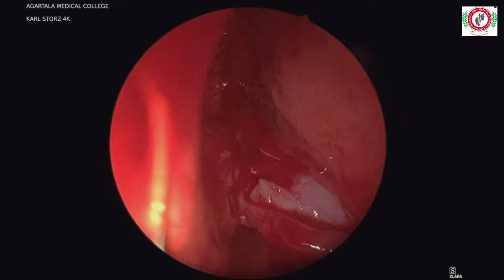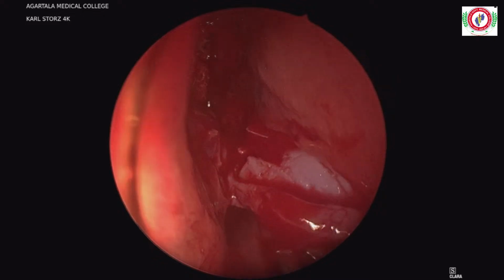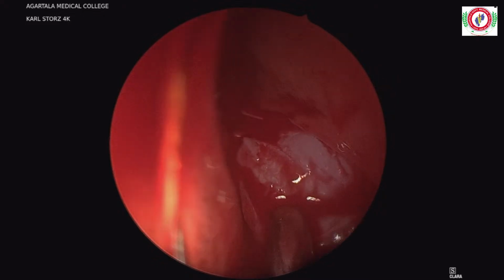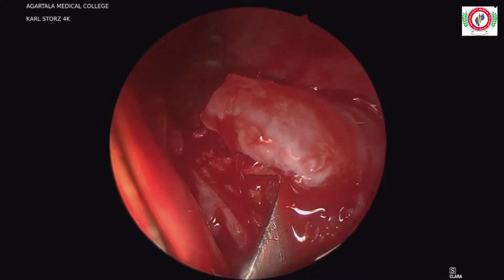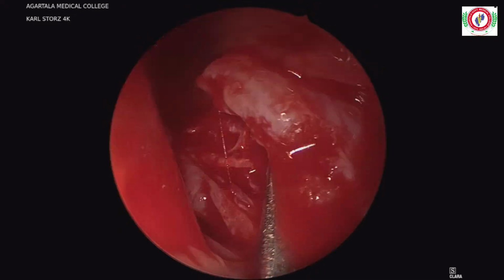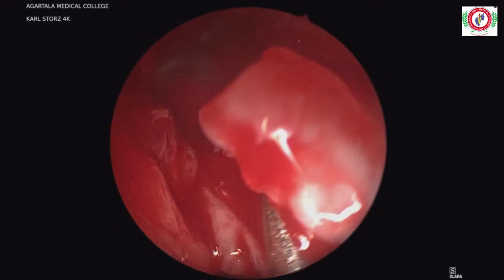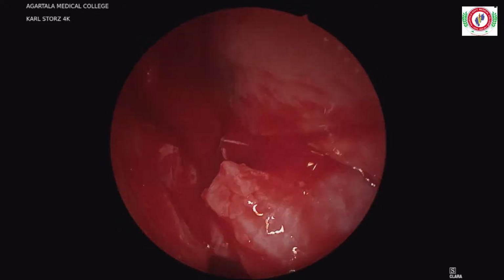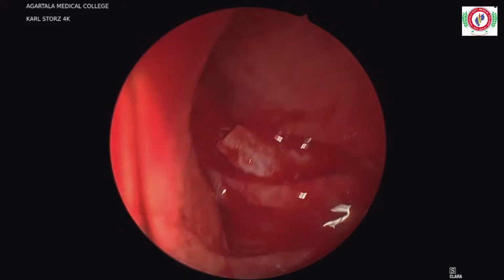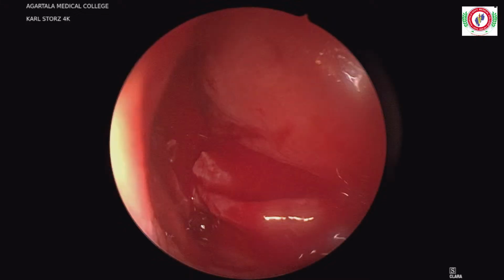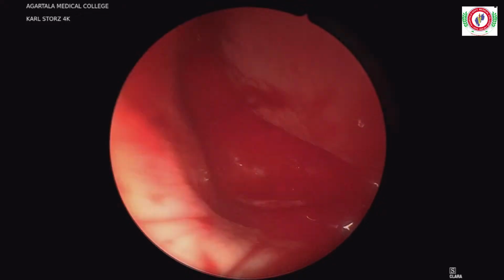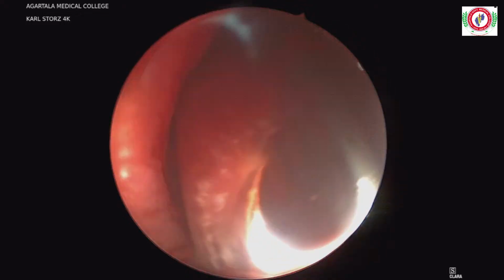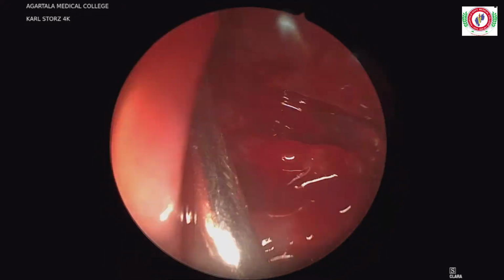Wash, yeah. Yeah, that's all. Yes, elevator, give me suction elevator. Okay, so once I remove this part, and then I will have only the bony spur there, right?